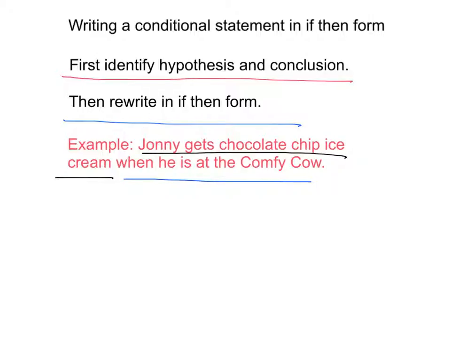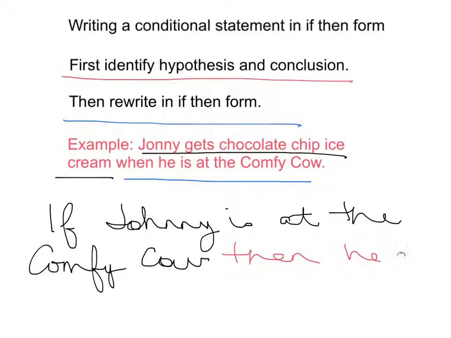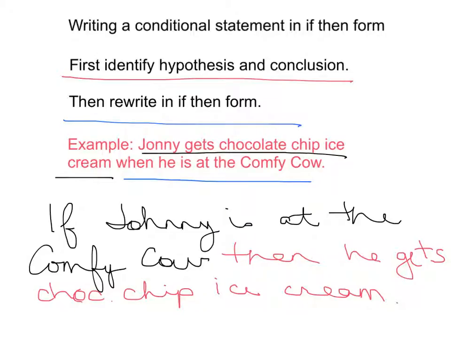So if we wanted to rewrite this in if-then form, we would say, if Johnny is at the Comfy Cow, then he gets chocolate chip ice cream. So it's in the if-then form, and you're able to identify your hypothesis because we've learned in the previous slide that the hypothesis follows the if. So here's your if, Johnny's at the Comfy Cow, and then the conclusion follows the word then. So we have then, he gets chocolate chip ice cream.